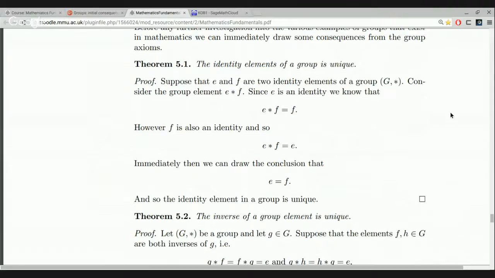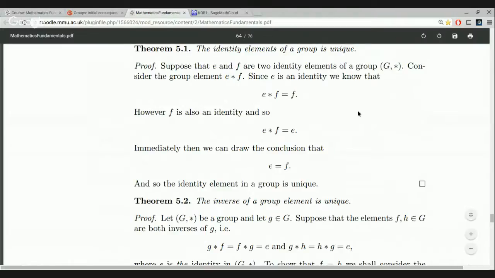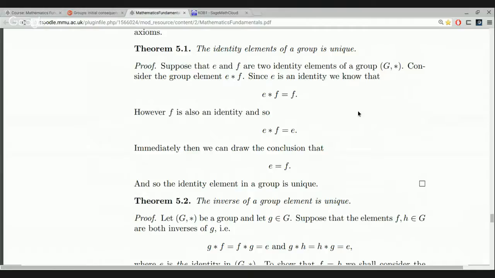Well, if you've got a group, if all 4 properties are satisfied, you can very quickly show that there's one and only one identity element. And the way we do this is we suppose for a moment that there might be 2 identities floating around. We call them E and F. So E and F are 2 identity elements for the group. And then we consider the product E times F. We multiply the 2 identity elements together. And we ask what that is.